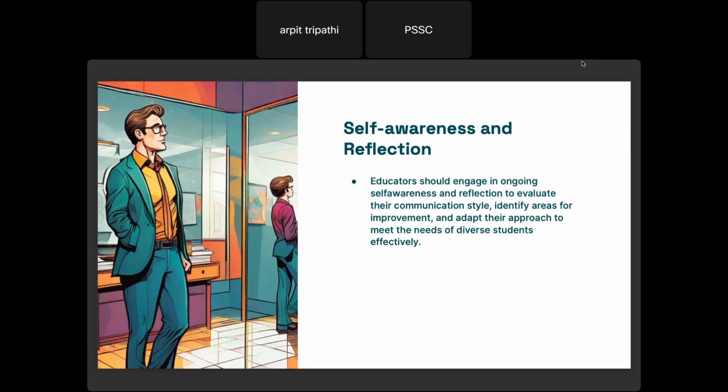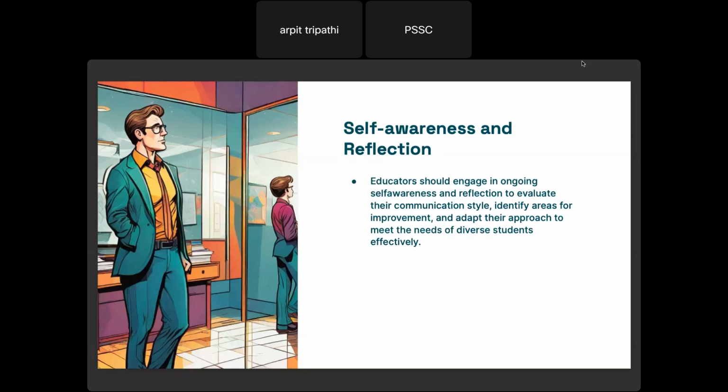Also, cultivation of resilience. Reflective practice encourages educators to learn from setbacks, failures, and challenges encountered in their teaching journey. So, by reflecting on their experiences and identifying areas for growth, educators can cultivate resilience, adaptability, and perseverance, which are essential qualities for navigating the dynamic and demanding field of education.